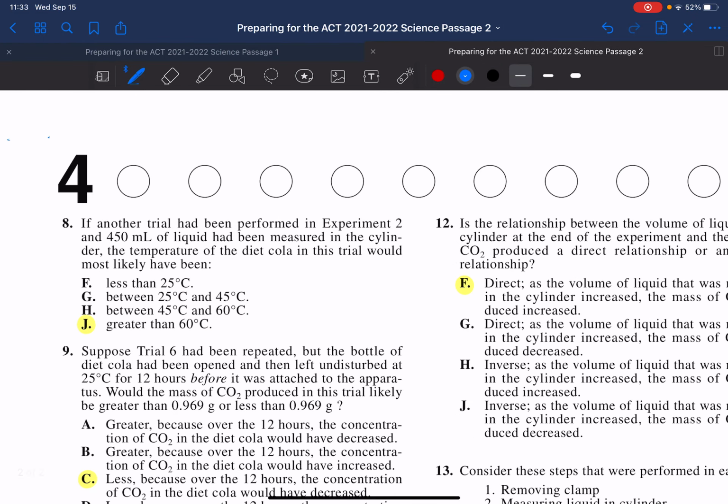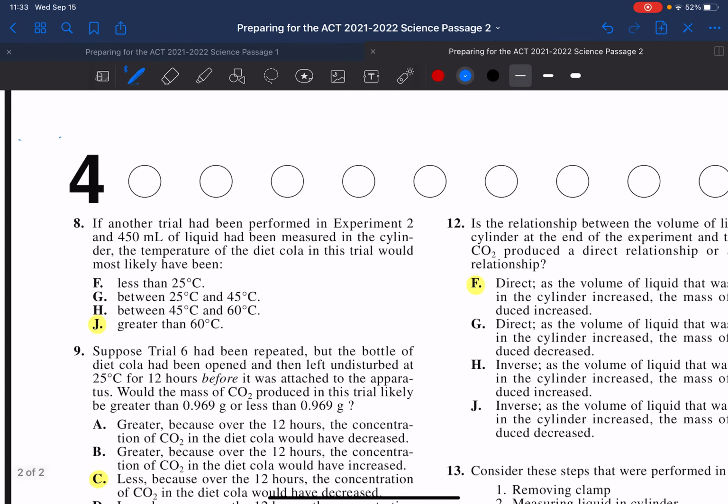Number 8, if another trial had been performed in experiment 2 and 450 milliliters of liquid had been measured in the cylinder, that is milliliters of water, that's the liquid, the temperature would most likely have been what? So let's go back to experiment 2. Now here are our volumes. 598, which is pretty much 600. 539, that's pretty much 540. 501, let's call it 500. 476, that's about 475. So let's say we had 450.